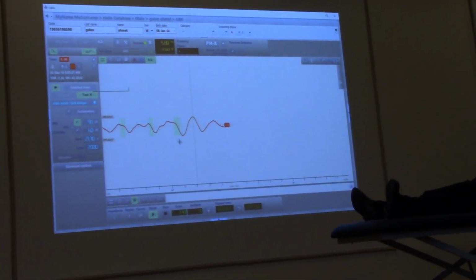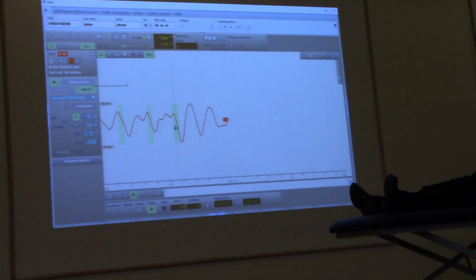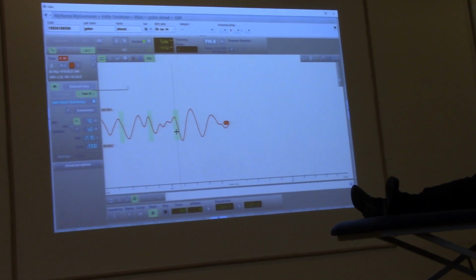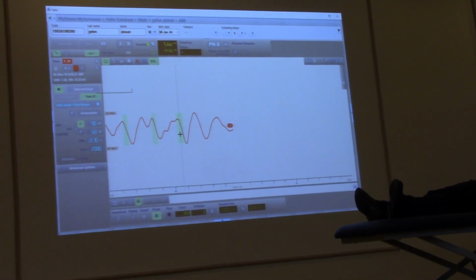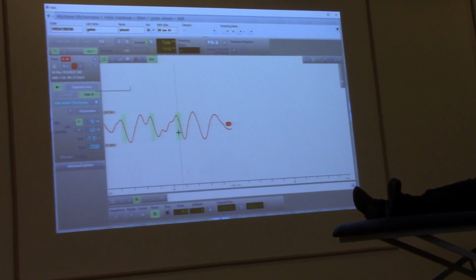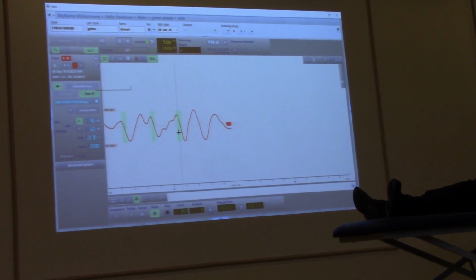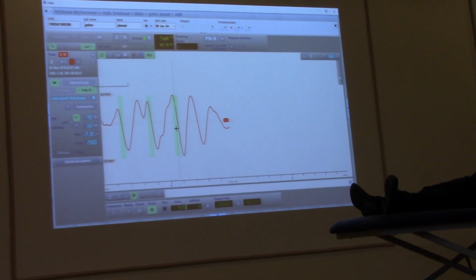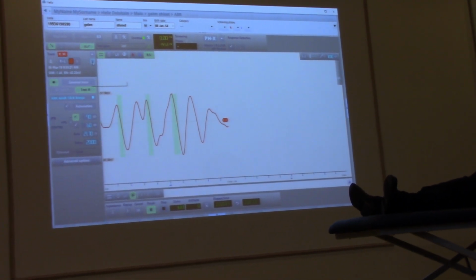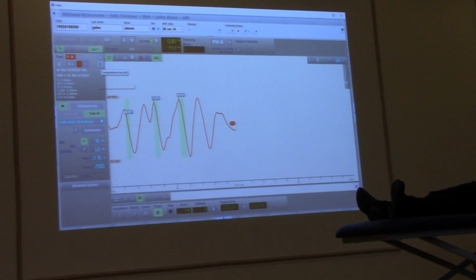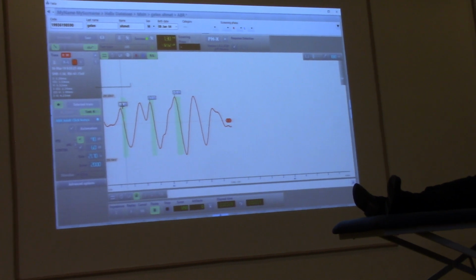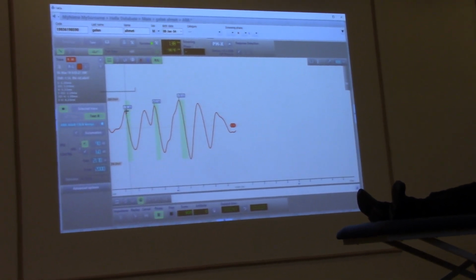You can play with your scale just to have the right definition of your waves. We are at 400-500 sums. We can define the ABR. First, third, and fifth peak.